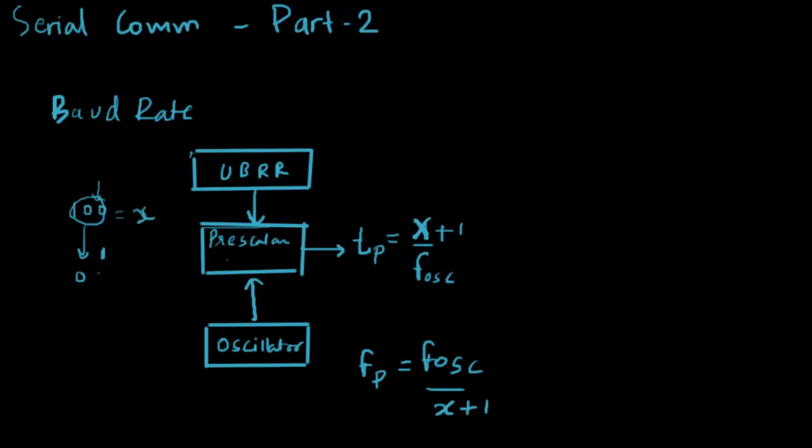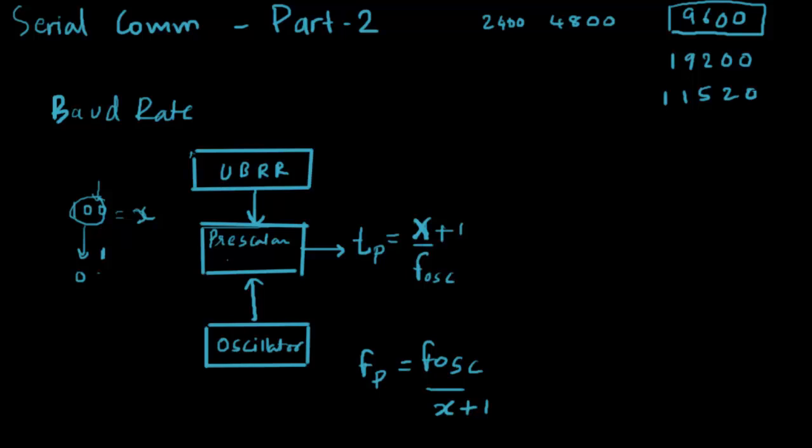And so this is the frequency at which it counts, and usually the standard baud rates start from 2400, then we have 4800, and 9600 is fairly commonly used. You should have also seen baud rates of 19200, then you have 115200, and it goes on till about 1 megabit per second. So that is the frequency I'm talking about.